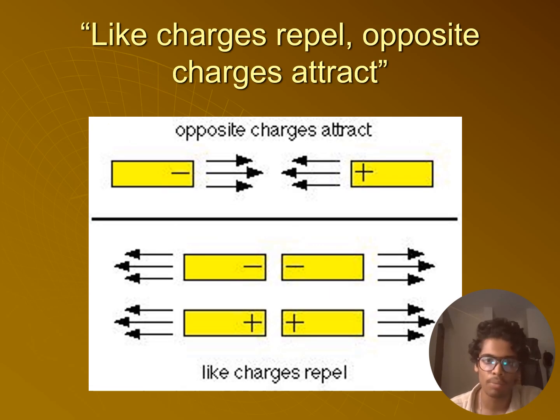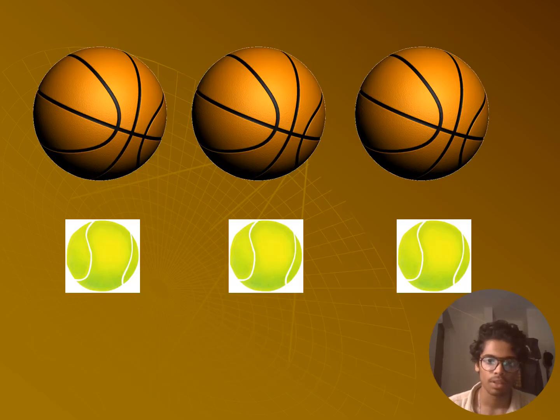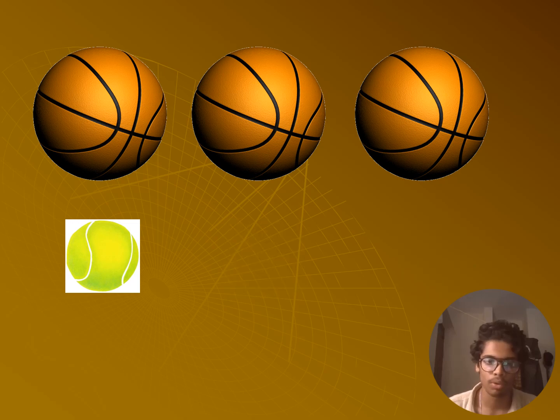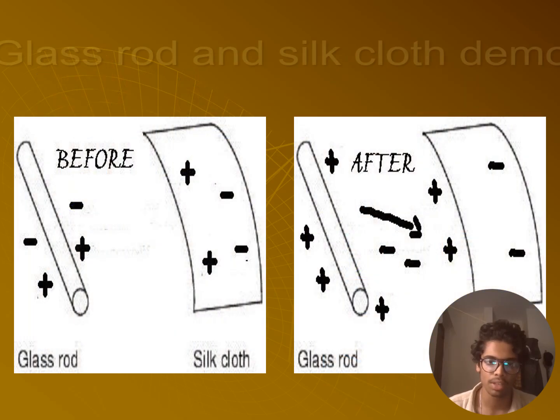Now, an important part of electrostatics: like charges repel and opposite charges attract. This is a very important law which says that if you keep opposite charges together, they will attract each other. If you keep like charges together, they will always repel. Just like in magnetism, if you keep like poles together, they will repel, and if you keep unlike poles together, they will attract each other. Next, this is a small presentation about like charges repelling and unlike charges attracting.